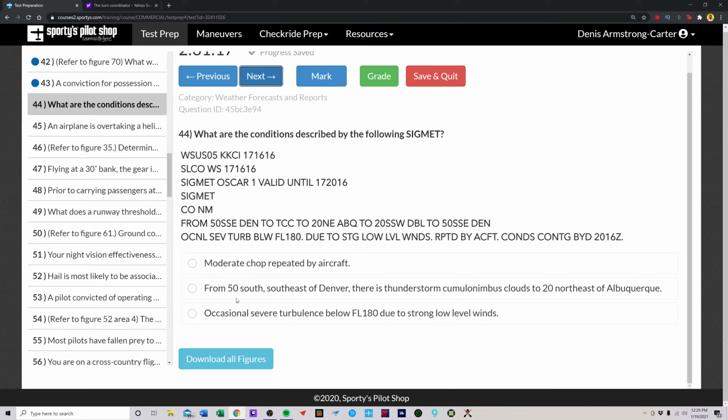If you have any questions about what I just read, please ask me to read it again, and I can break it down for you. So they're asking, what are the conditions? So 50 south-southeast of Denver, yep. 20 northeast of Albuquerque, yes. If anyone has any questions about this question, let me know now, otherwise I'm going to move on.